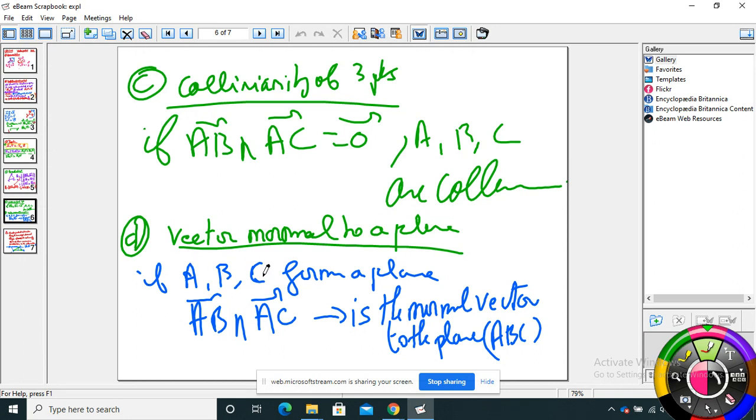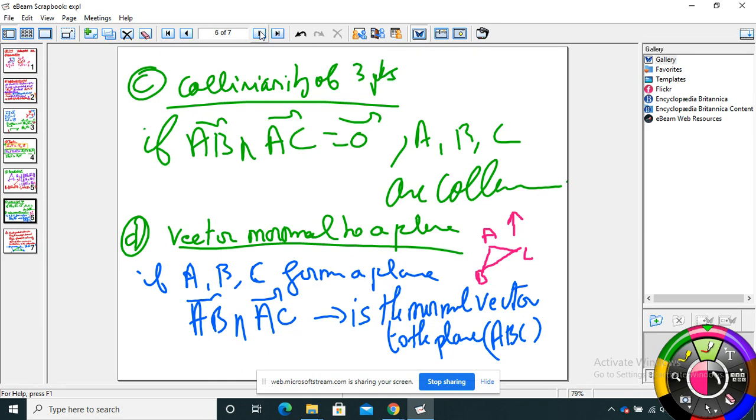If ABC form a plane, meaning they are not collinear, how do you find the normal vector to the plane? How do I find the vector perpendicular to the plane? I do AB vector AC, because the vector product of two vectors will give me a vector perpendicular to AB and AC. So the answer gives me a vector, and this vector is the normal vector to the plane ABC. As I said, these are properties but we will use them during the online session.